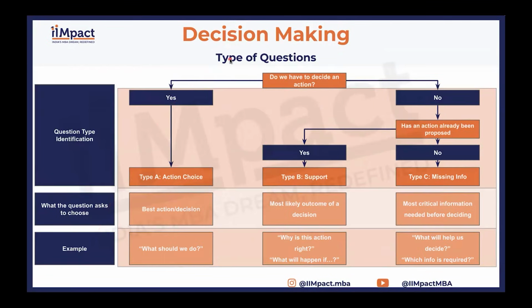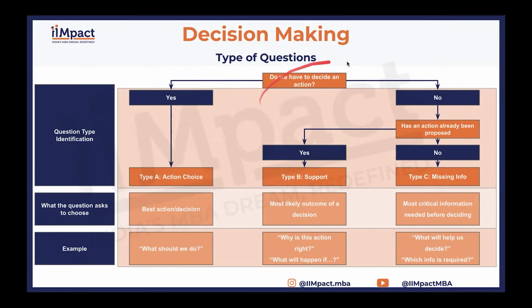Now, this is a very important concept that you need to understand. What are the type of questions that you can expect? It is one thing to say that there are going to be 7 sets, 21 questions, but these 21 questions are 99% from these 3 types. First thing that you have to ask yourself is, do I have to make a decision? Do I have to decide an action that has to be done? If yes, then it is your type 1, where you have to choose an action.